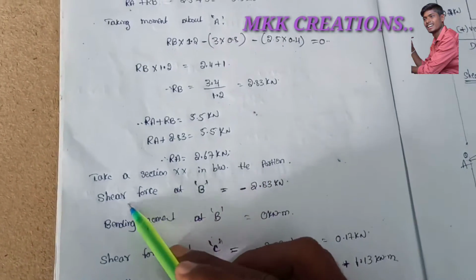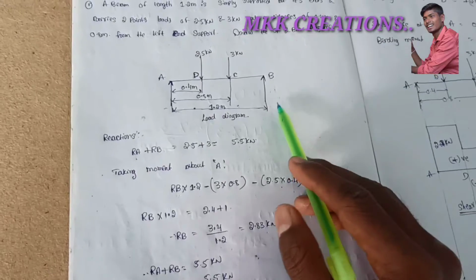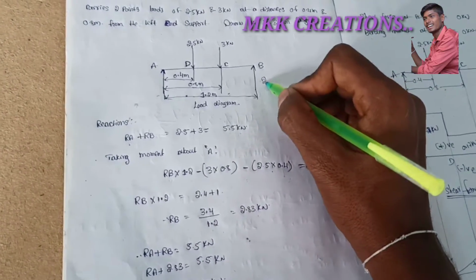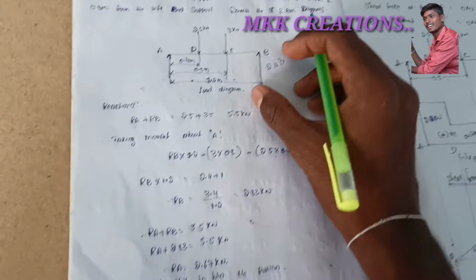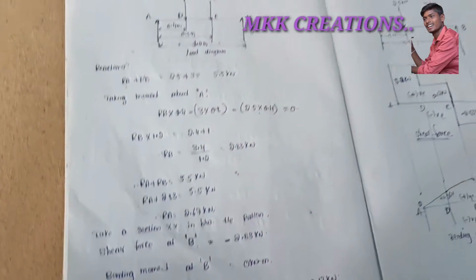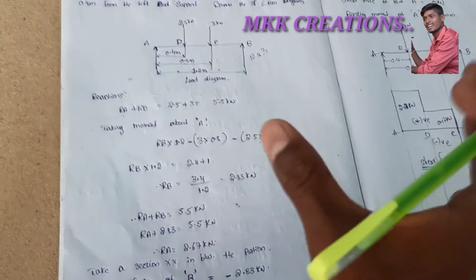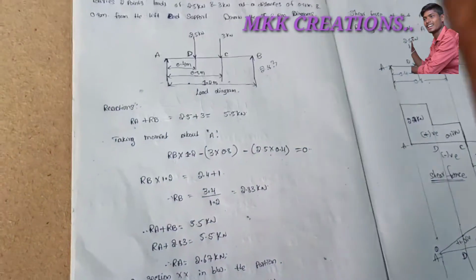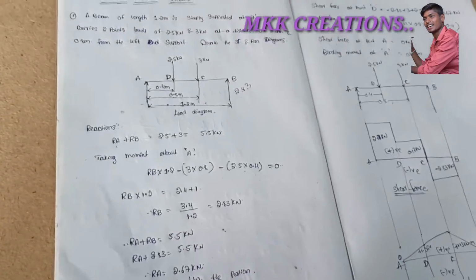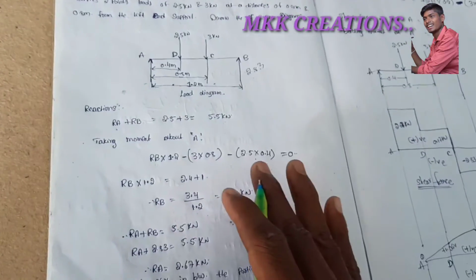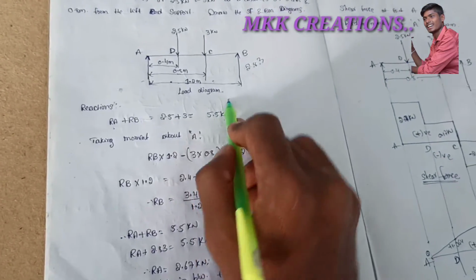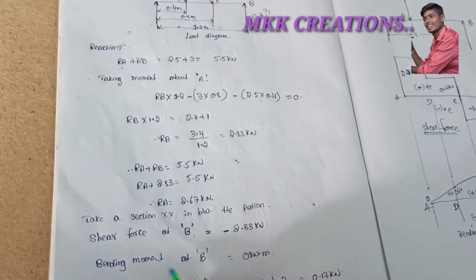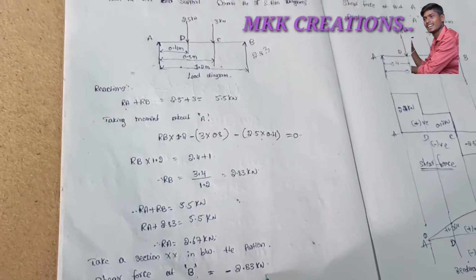So see the shear force at point B. At point B we have RB value, which is 2.83. Now for shear force, whenever the load goes from downward to upward side, it becomes negative. Coming from top to bottom means it becomes positive. So here the load is acting moving towards upside, so the shear force at point B is minus 2.83.